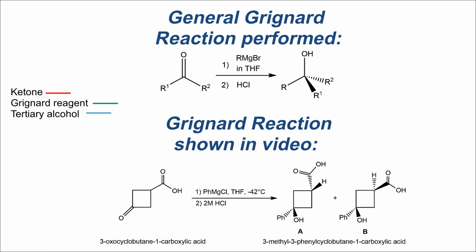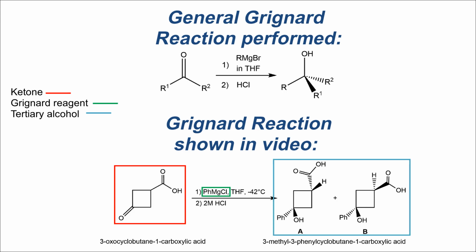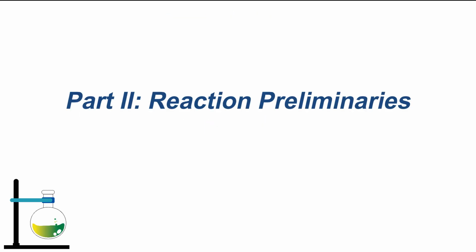The Grignard reaction shown in this video will be using 3-oxocyclobutane 1-carboxylic acid as the ketone and phenyl magnesium chloride as the Grignard reagent. The products formed in this video will be 3-methyl 3-phenyl cyclobutane 1-carboxylic acid diastereomers.